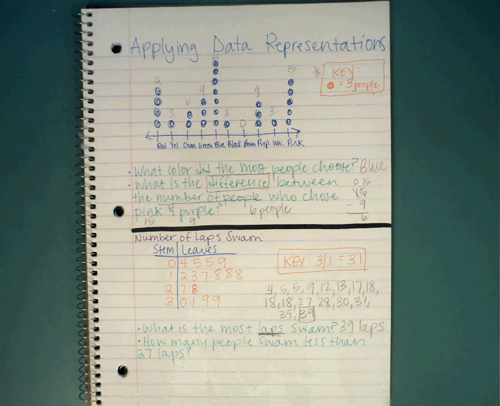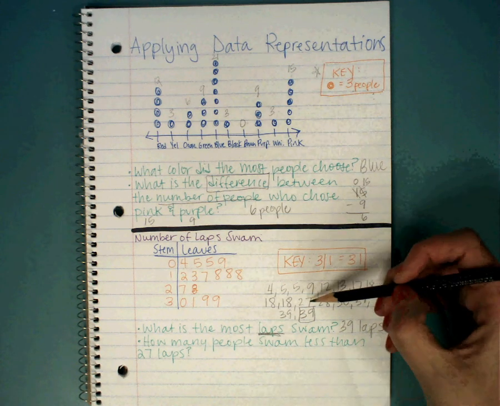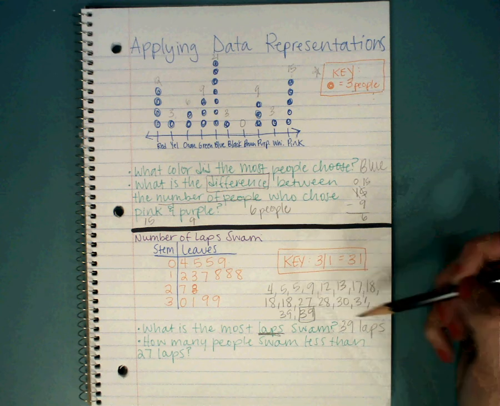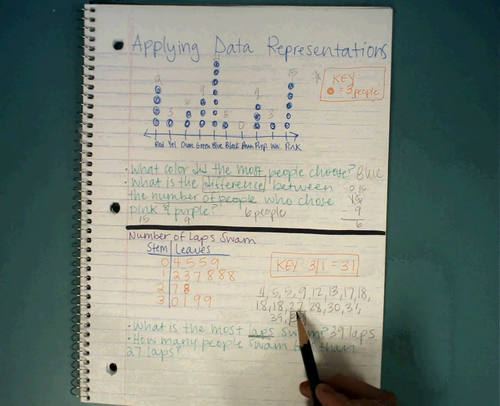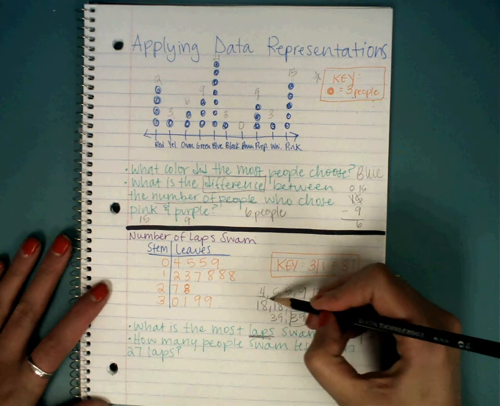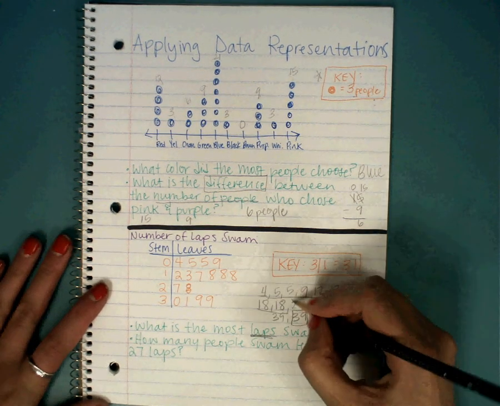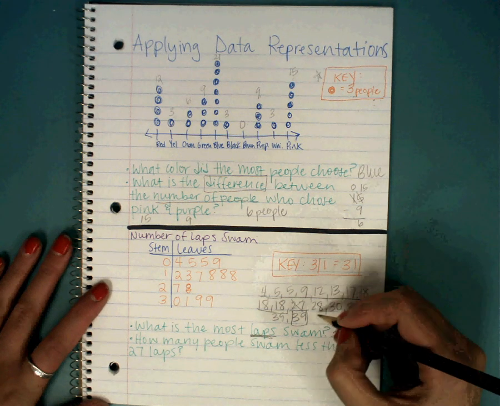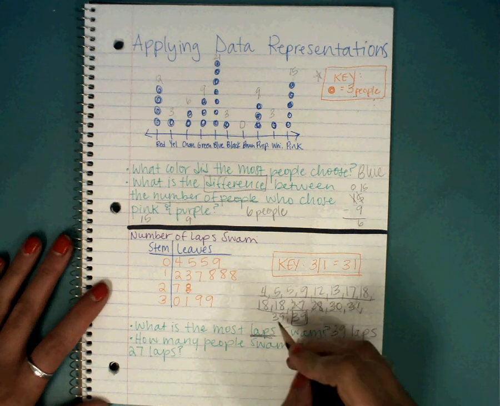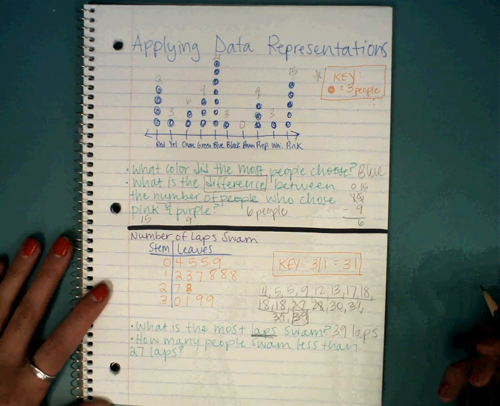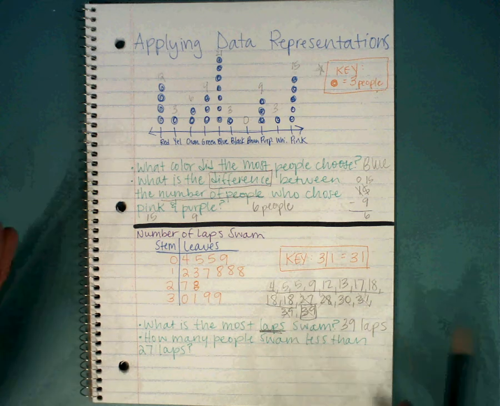All right, now this is very interesting. This is something that we would have a harder time seeing if we did not write out that data like we just did. So how many people swam less than 27 laps? Well, let's look at this. Is 27 less than 27? No, so I'm going to have to say everything before 27, right? All these numbers. 27 is not less than 27, neither is 28, 30, 31, 39, or 39, right?